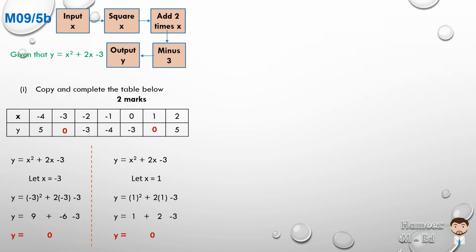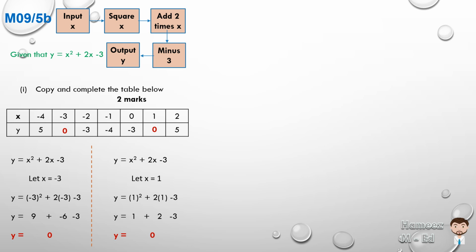Now we can check it back in the flowchart we have above, right? So for students who are getting problems to substitute and solve, they can draw the flowchart and work it out. Let's say the input in the first case was minus 3. We square it. That'll give us 9. 9, and we add in 2 times minus 3. That's minus 6. 9 minus 6 is 3. 3. And then the next box tells us minus 3. 3 take away 3 is 0.